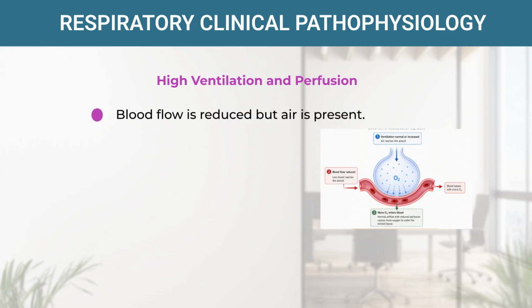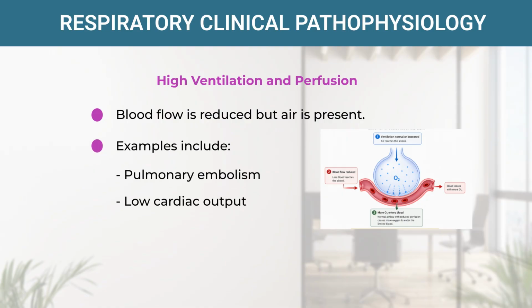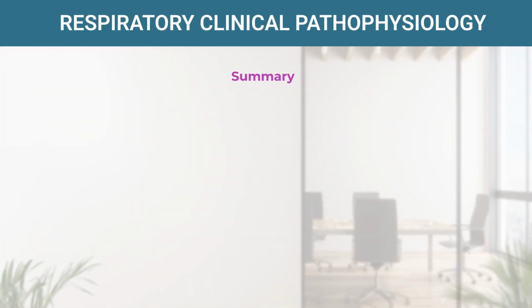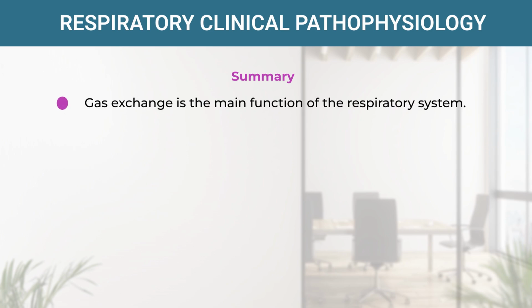In high ventilation and perfusion, blood flow is reduced but air is present. Examples include pulmonary embolism and low cardiac output. As a result, ventilation is wasted and oxygen delivery falls. A patient may be breathing and even receiving oxygen, but can remain hypoxic if the underlying ventilation and perfusion mismatch is not corrected.